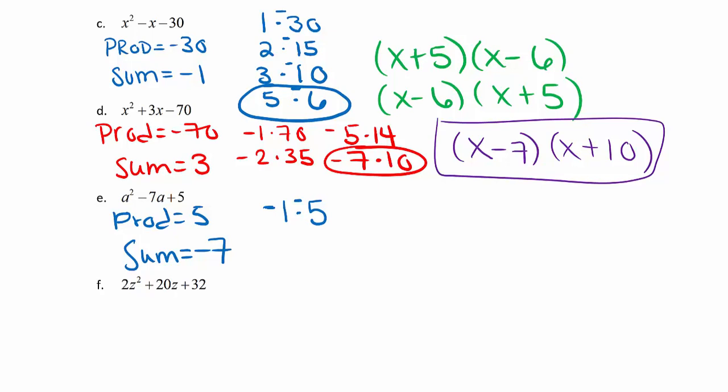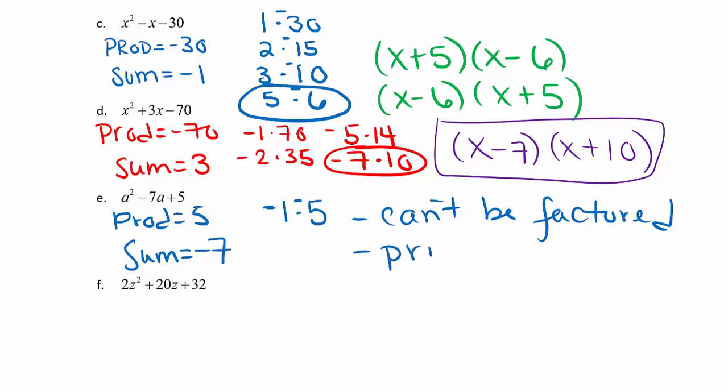Since I made a complete list, and the only factors I have don't add up to negative 7, that tells me that this polynomial actually can't be factored. Not every polynomial can be factored. And in fact, we could say that this is a prime polynomial, just like when you have prime numbers, it can't be factored.